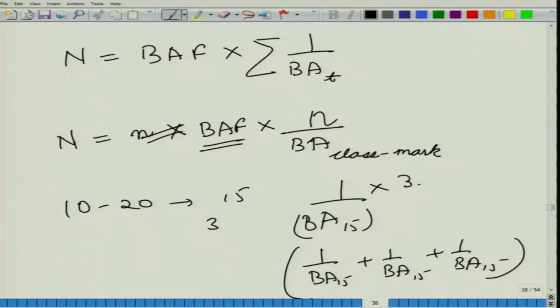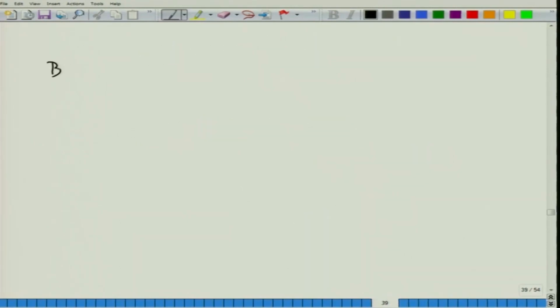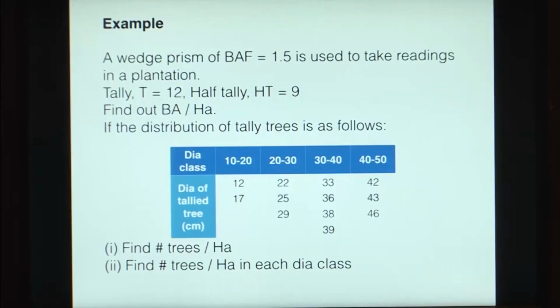We can also calculate the basal area per hectare, which is given by the number of tally trees multiplied by the basal area factor. Now to look at these equations in greater detail, let us solve a problem.